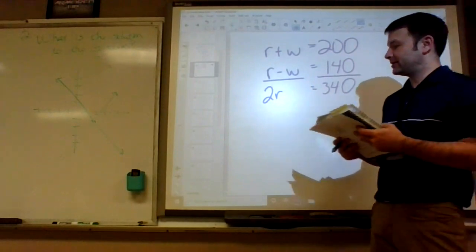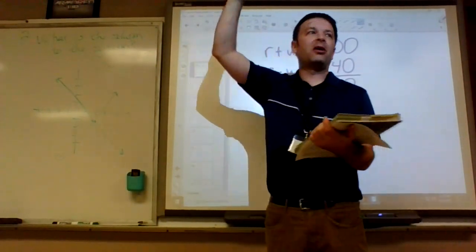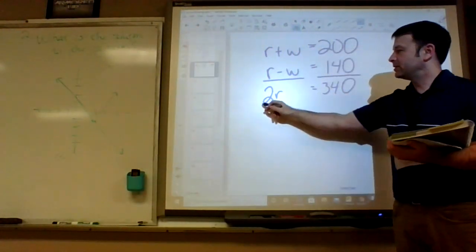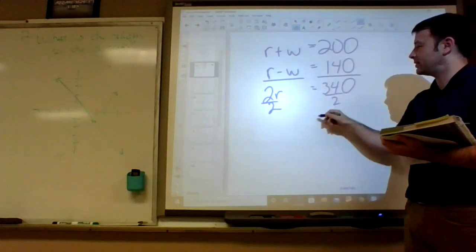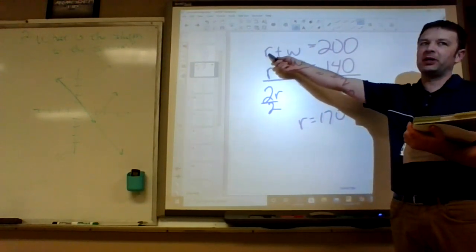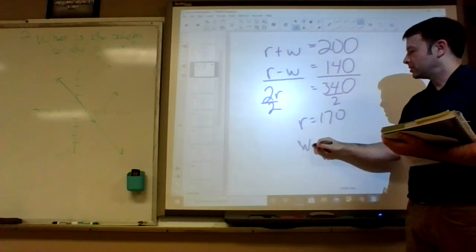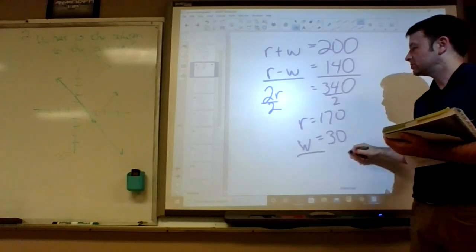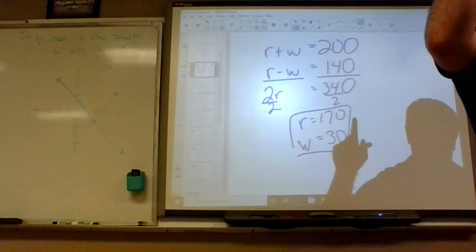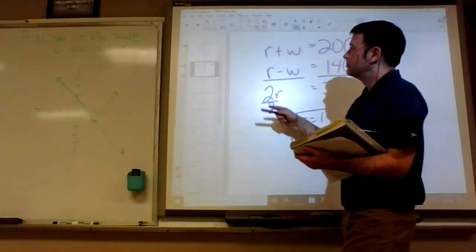All right. We're done with the word problems. We're done with the graphing. Divide by 2. R is 170. Plug in 170. 170 plus what is 200? 30. We're done with the word problems and graphing. So what we still have left is elimination and substitution, what we did most of the time.